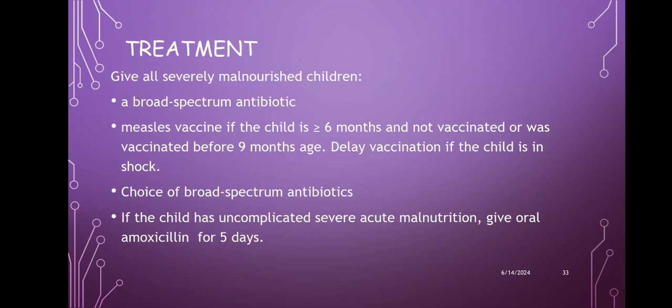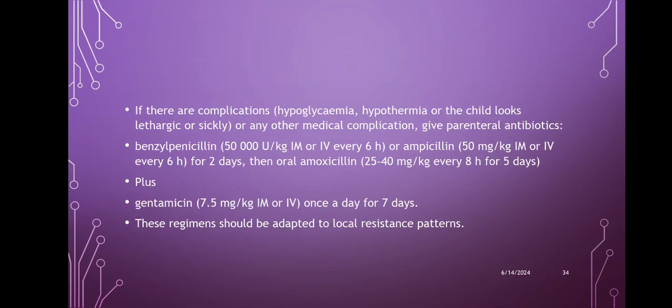So for treatment, give all severely malnourished children a broad-spectrum antibiotic, and measles vaccine if the child is more than 6 months old and not vaccinated or was vaccinated before 9 months of age. Delay vaccination if the child is in shock. For the choice of broad-spectrum antibiotics, if the child has uncomplicated severe acute malnutrition, give oral amoxicillin for 5 days. If there are complications such as hypoglycemia, hypothermia, or the child looks lethargic or sickly, or any other medical complication, you give parenteral antibiotics.